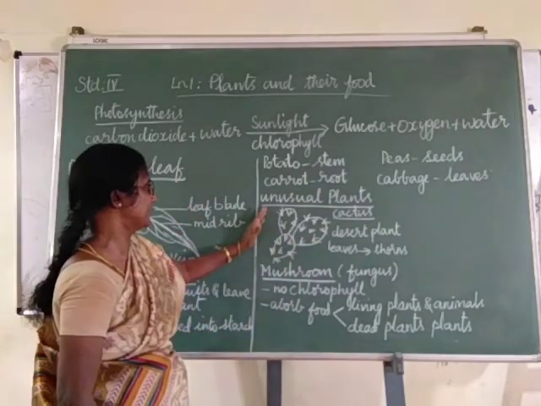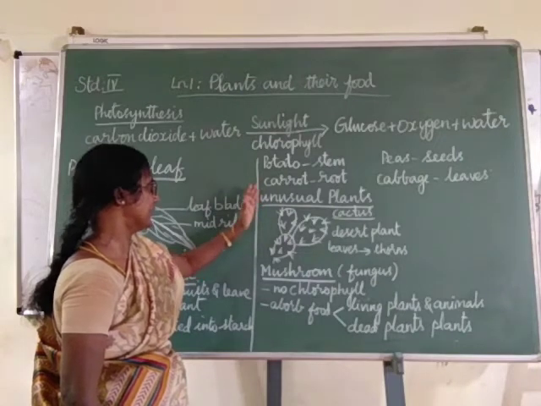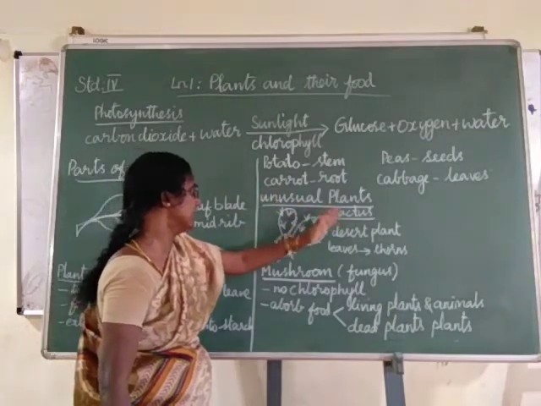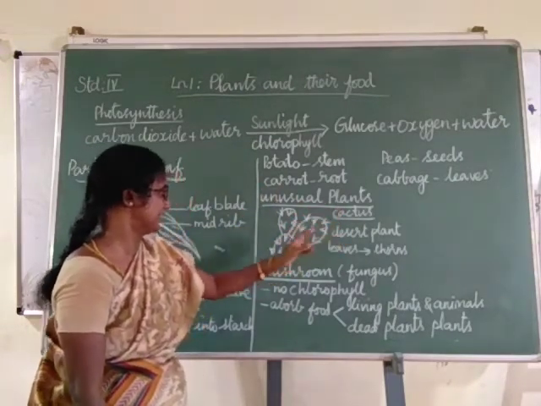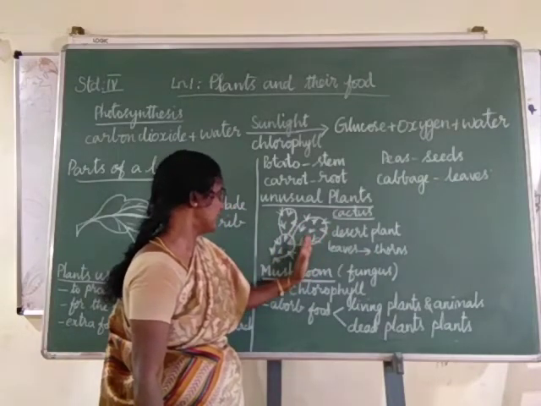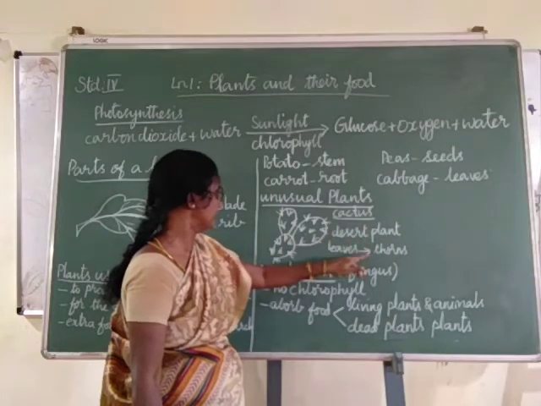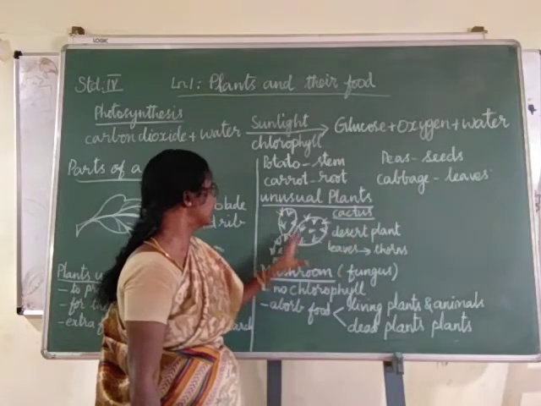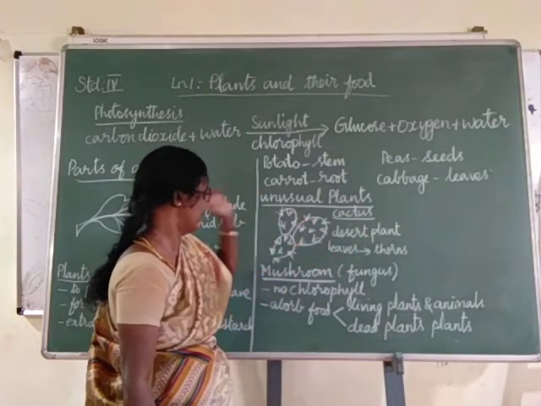The questions may be like that. In cactus, why are leaves modified into thorns? In cactus the leaves are modified into thorns to prevent excess water from being lost. Also it protects the plant from the animals.